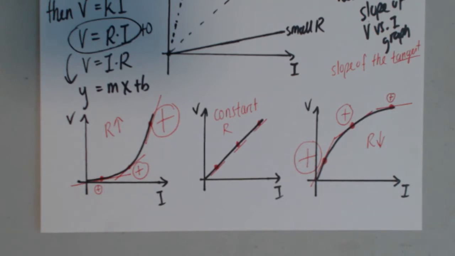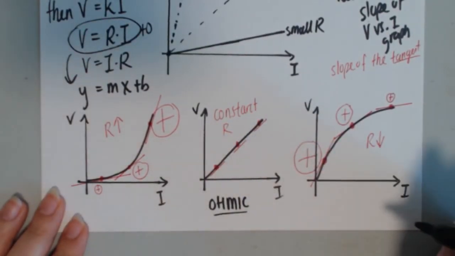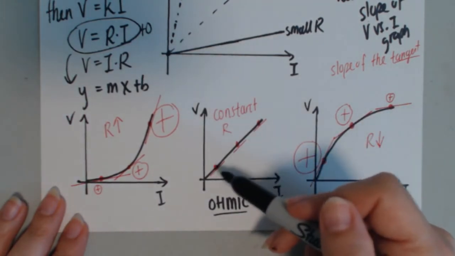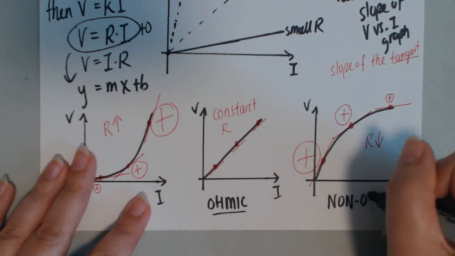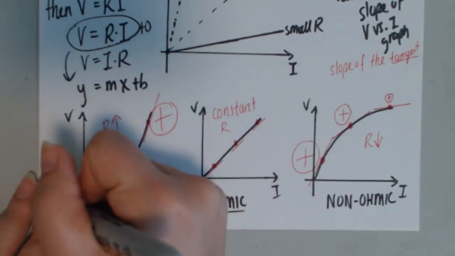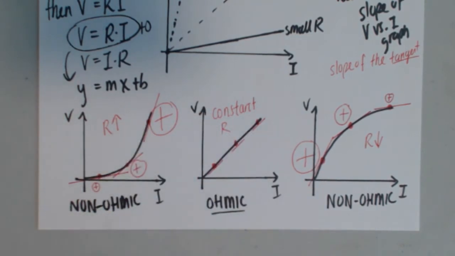Okay, so now that we've established that, remember that if a material is ohmic, that means it follows Ohm's law, and that means it has a constant resistance. That means that the only one of these that is ohmic is the one in the middle, because it's the only one that has a straight line relationship going through the origin. Okay, so these 2 on the right and left, these are non-ohmic because their resistance values are not constant. Okay, back to the slides.